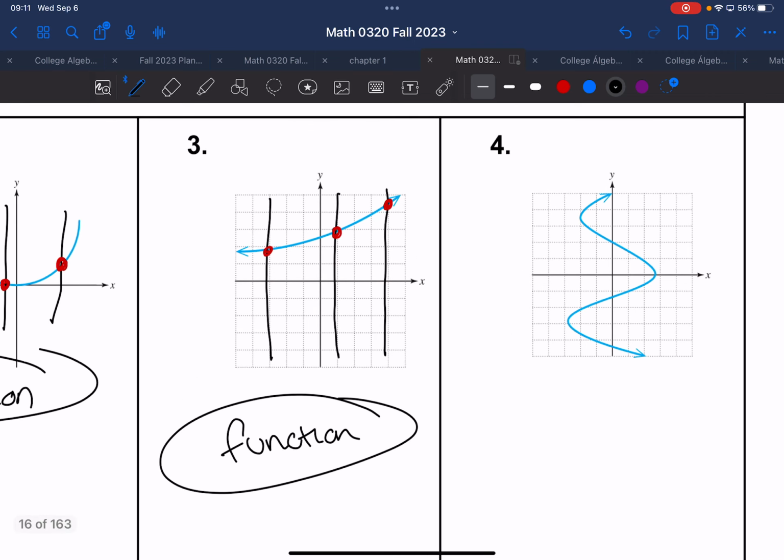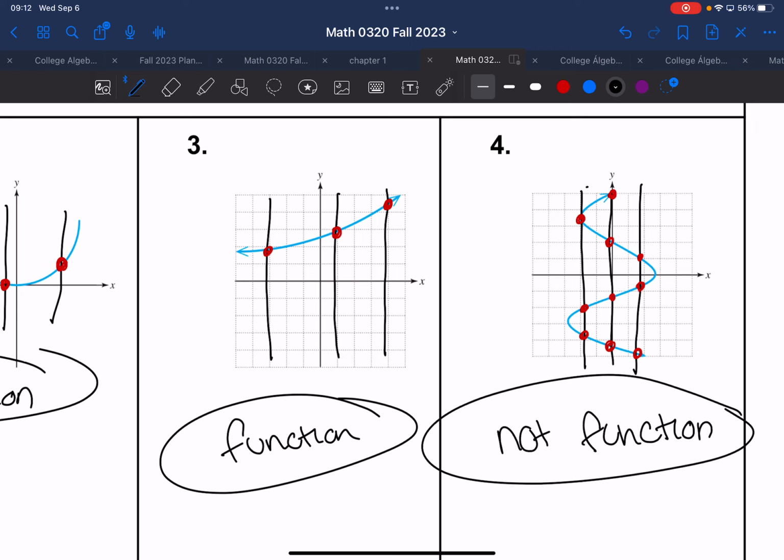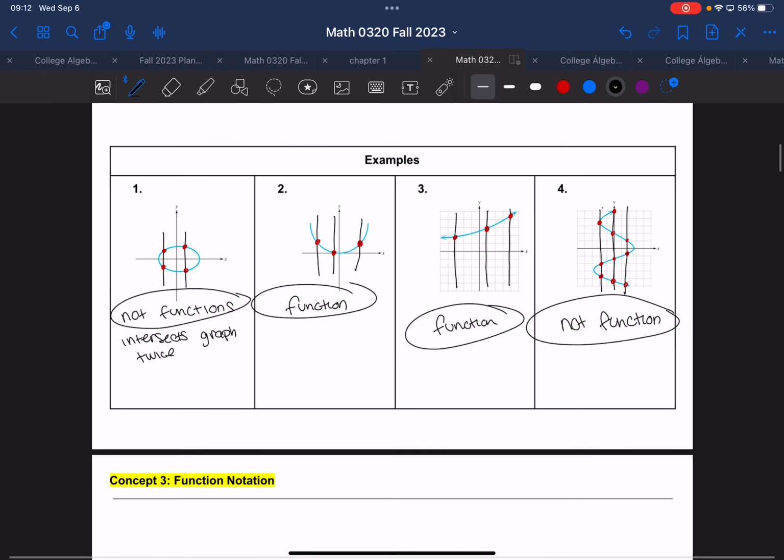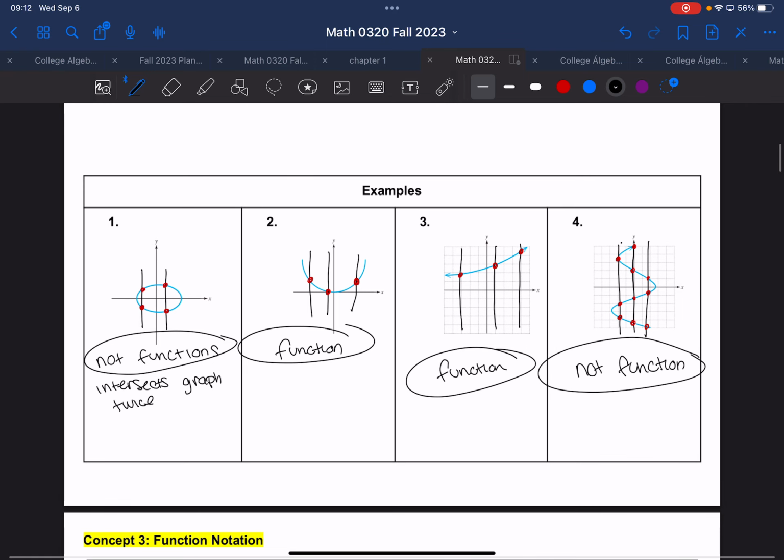What about number 4? Not a function. Why? Good. It does not pass the vertical line test because it crosses that function more than one time. So notice that these ones cross 3 to 4 times on this graph. So this tells us that this is not a function. Okay. Any questions on vertical line test?